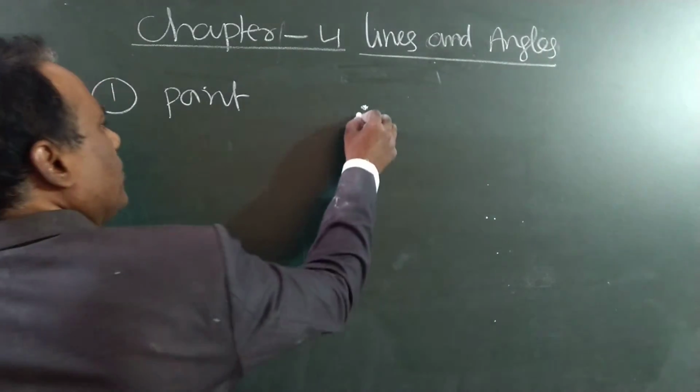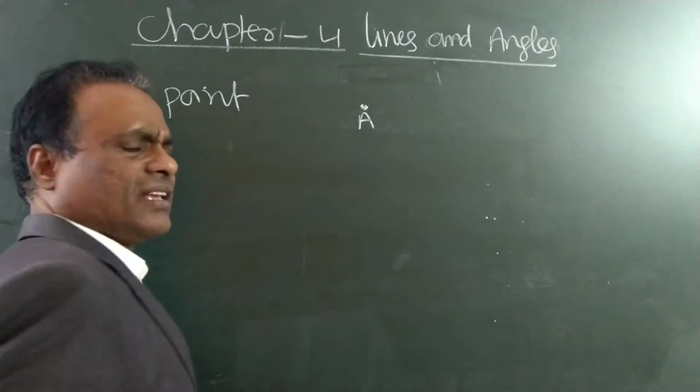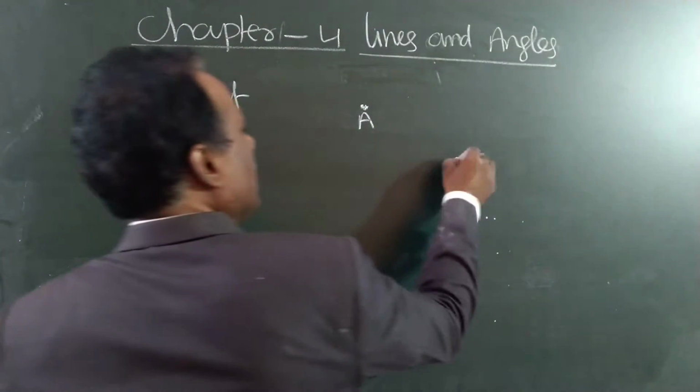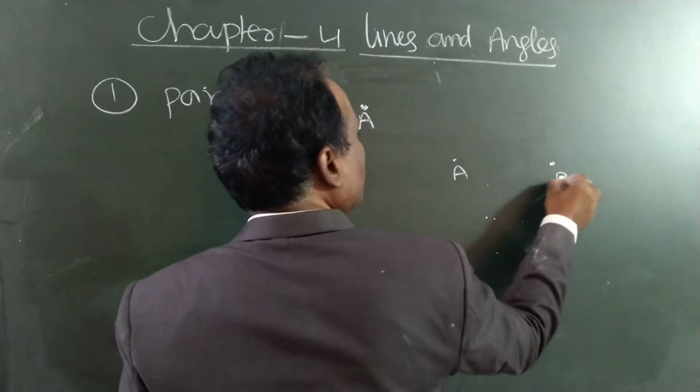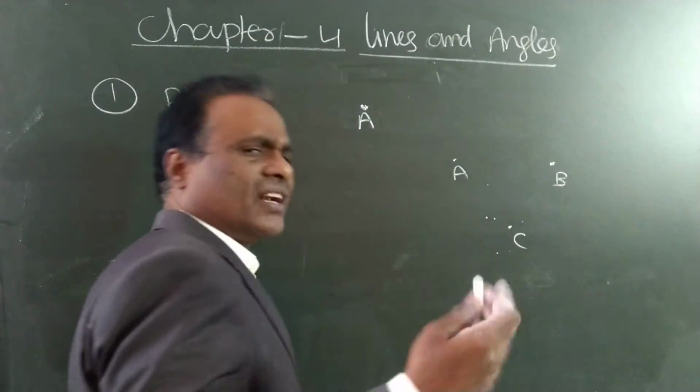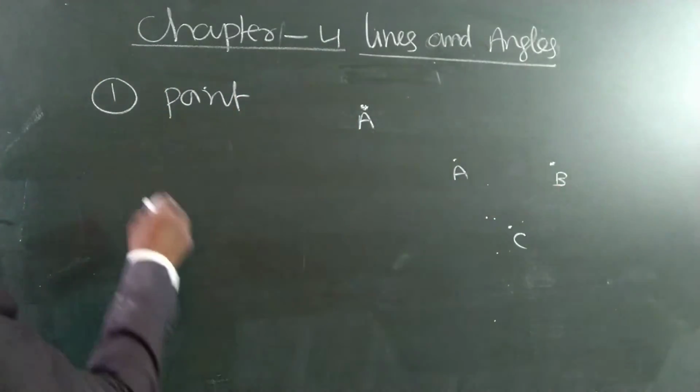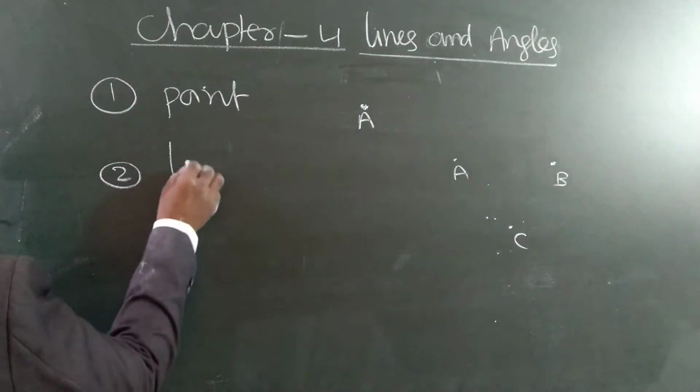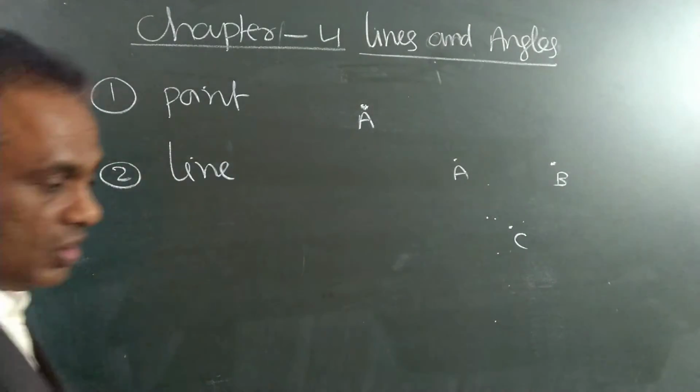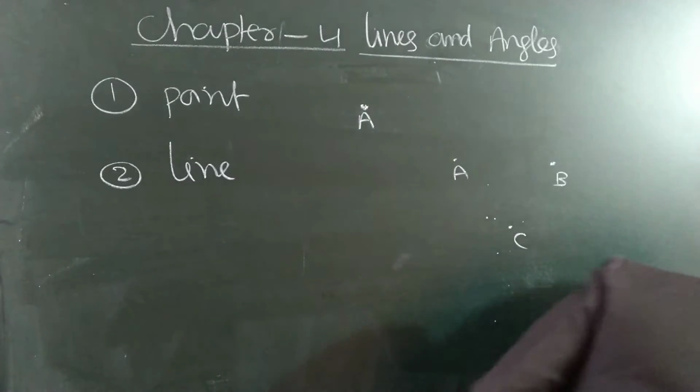You know how to represent the point. We represent the point by a capital letter like this. So points A and B are 2 points, or A, B, C are 3 points. Like that you already know. Next is line. So you should know the difference between line and line segment.